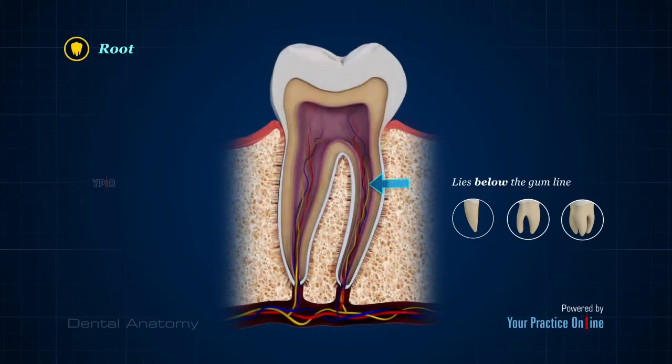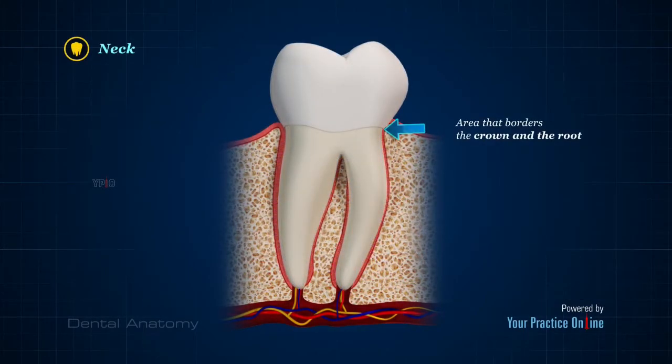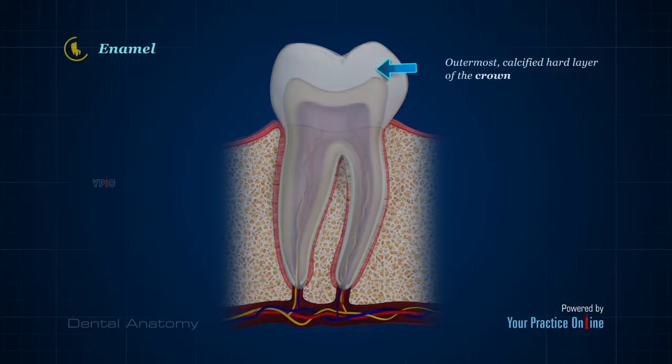The tip of each root has an opening through which the tooth receives its blood and nerve supply. Neck. The area that borders the crown and the root is referred to as the neck of the tooth. It is generally close to the gum line.